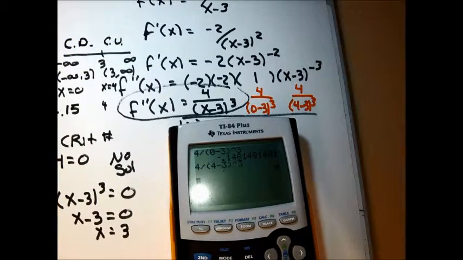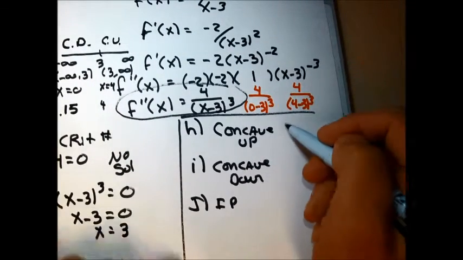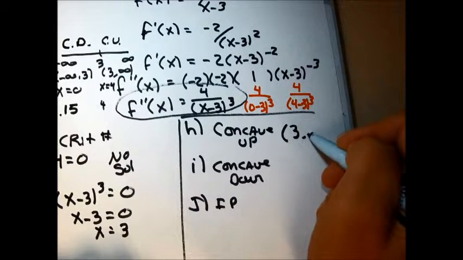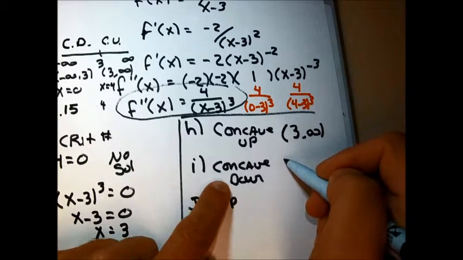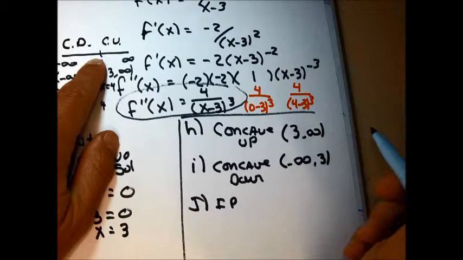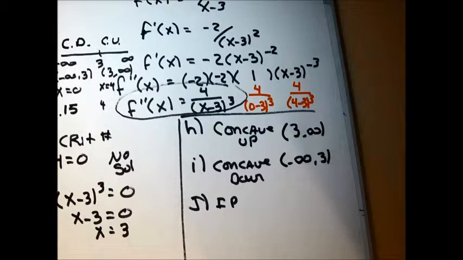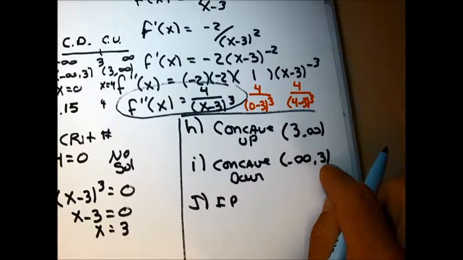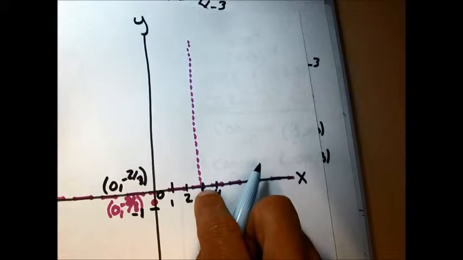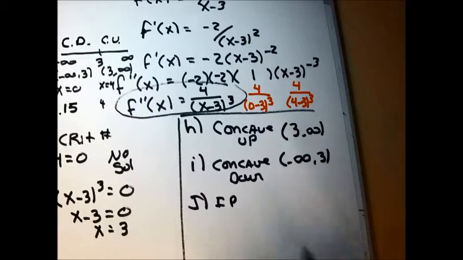So to finish up my answers, the graph is concave up between 3 and infinity, the graph is concave down between negative infinity and 3, and usually when a graph changes concavity you get an inflection point, and the inflection point would have an x-coordinate of 3. But there's a vertical asymptote at 3. There's no point that has an x-coordinate of 3. So there's going to be no inflection point.